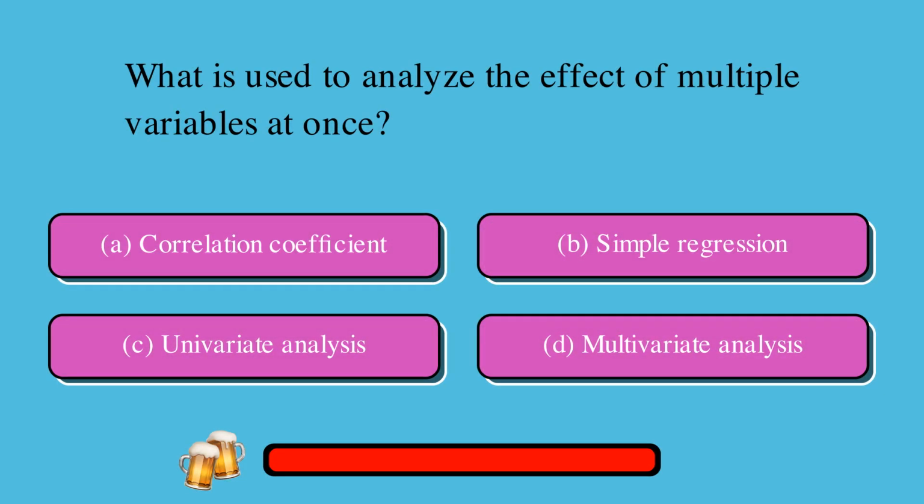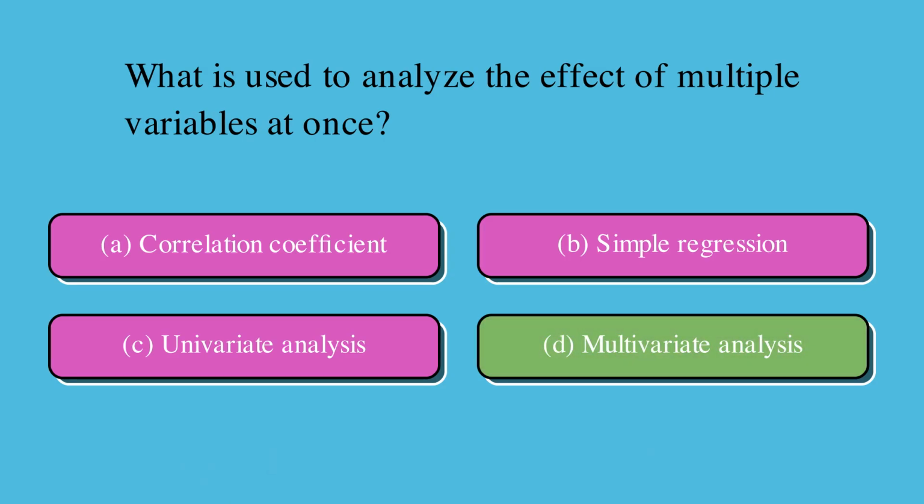What is used to analyze the effect of multiple variables at once? A. Correlation coefficient, or B. Simple regression, or C. Univariate analysis, or D. Multivariate analysis. The correct answer is D. Multivariate analysis.